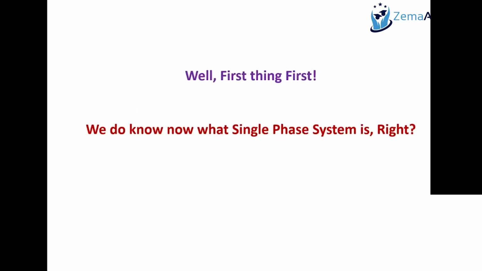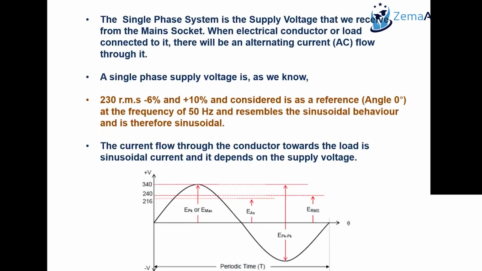But before we answer that question, first things first, we do know what a single-phase system is, right? The single-phase system is the supply voltage that we receive from the mains power socket. And when an electrical conductor or load is connected to the supply voltage, then there will be an alternating current flow through it. We have already studied the fundamentals about single-phase systems, and it is very important and relevant to repeat at this learning outcome.